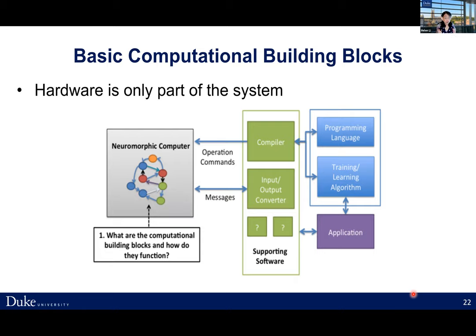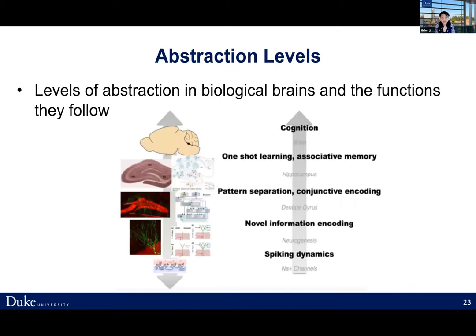If we put it into the domain of computing these days, how to collect the data, how to program the algorithms, and then translate the algorithms to the hardware designs are all very important. We can also try to understand the abstractions in biological brains and what functions they follow. The figure over here gives an example. As you can see at the very lower level, the sodium ion channels are analogous to the very basic development elements. At this level, the spiking dynamics are generated, and that's the first level of processing mechanism.